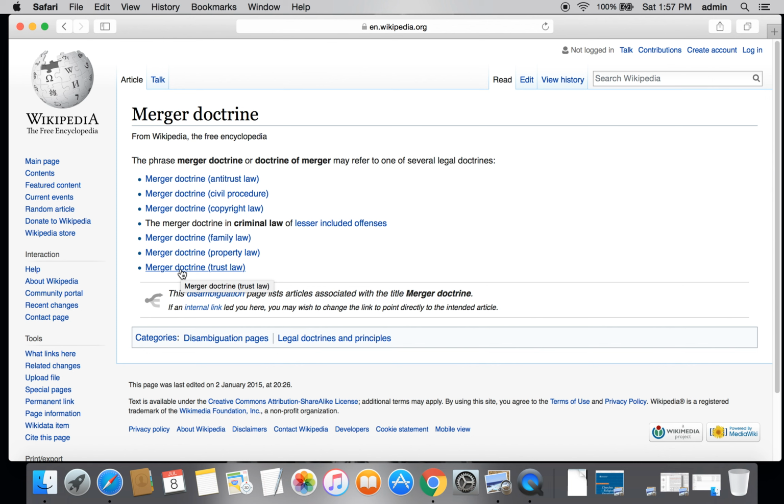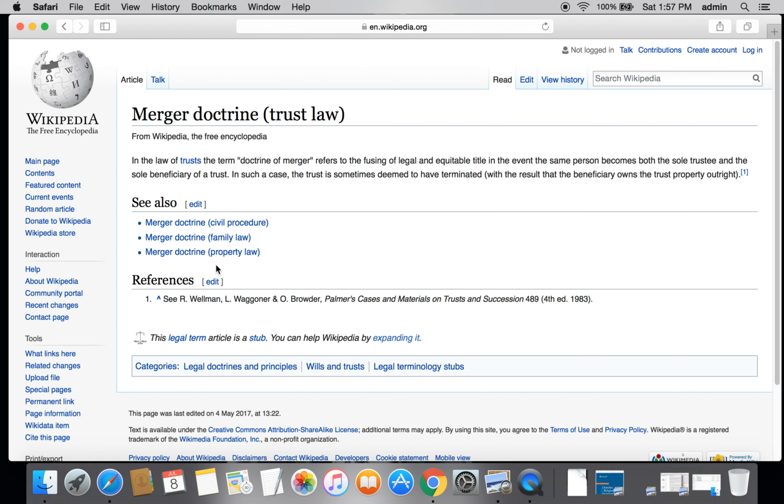All right, when you look up one thing, or when you hear one term and you don't understand it, look it up, but make sure it applies to trust law. All right, so we're going to go down to the merger of doctrine, trust law. All right, in the law of trust, the term doctrine of merger refers to the fusing of legal and equitable title. Okay, boom. So this right here is the proof of the title split.